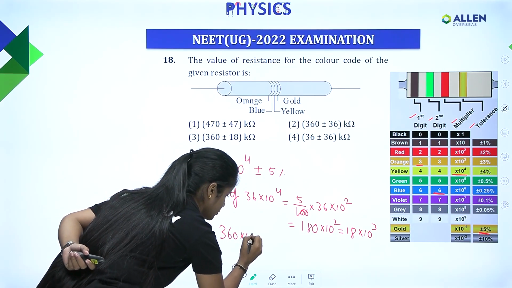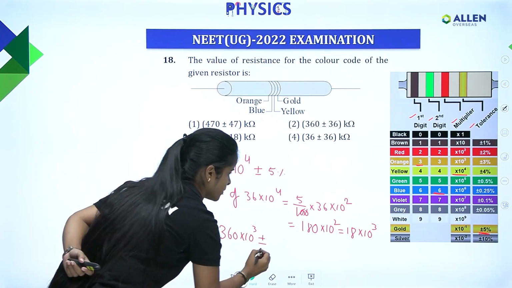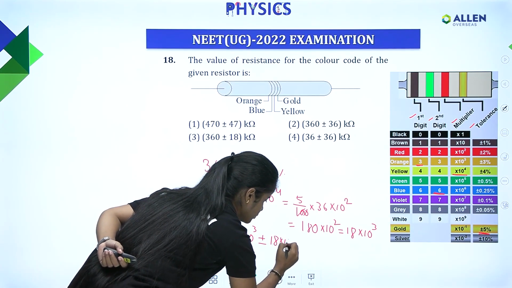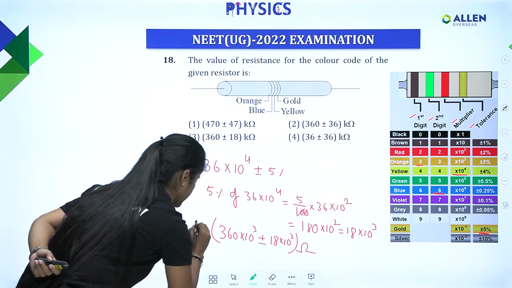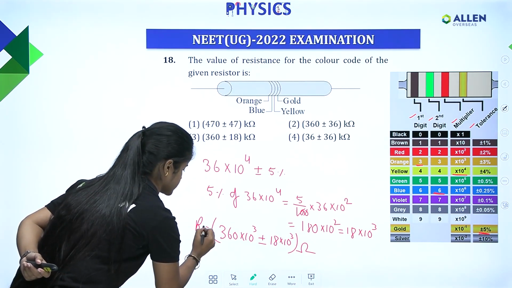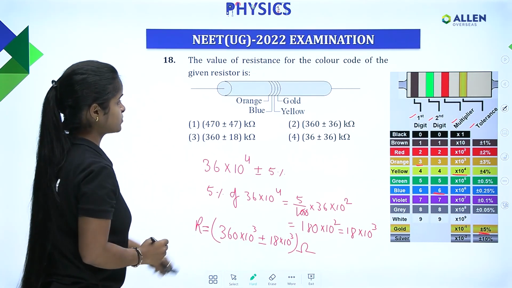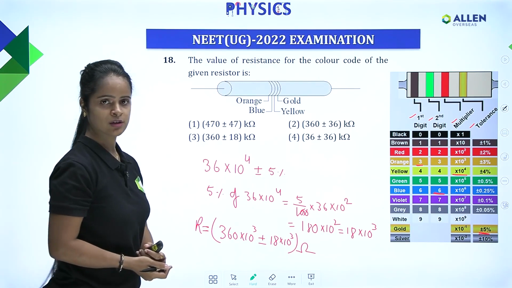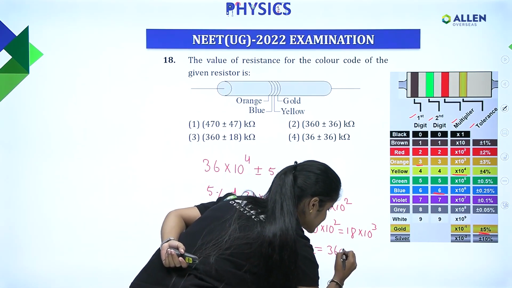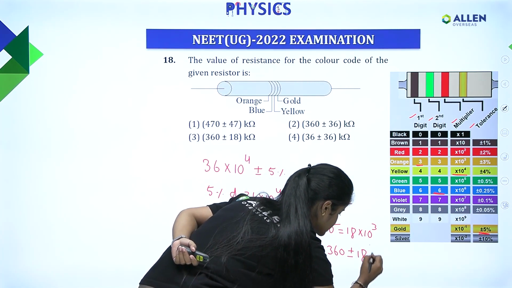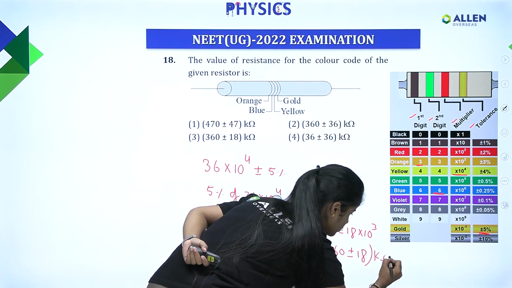360 × 10^3 ± 18 × 10^3 ohm. This will be the final value of resistance. Now, as in our question the option values are given in kilo ohm, in the next step it will be 360 ± 18 kilo ohm.